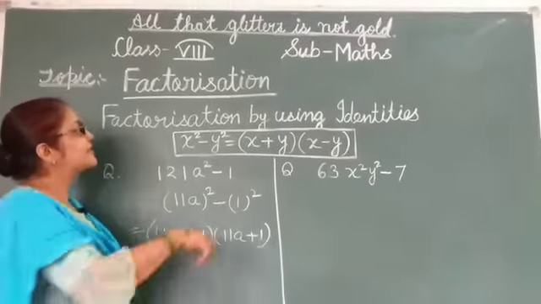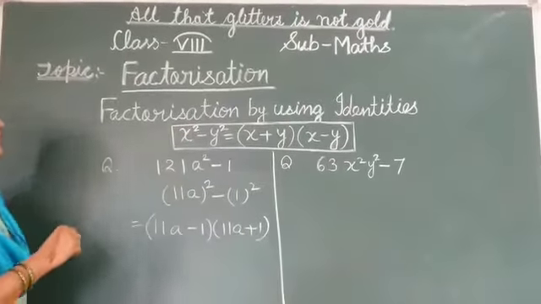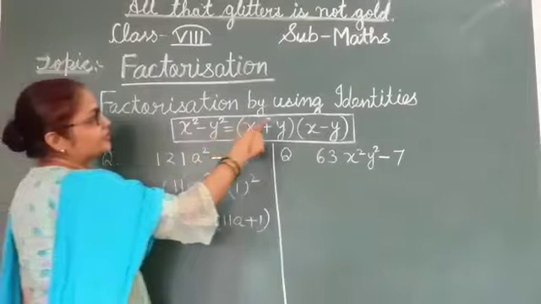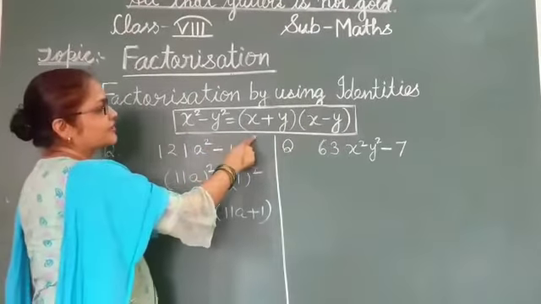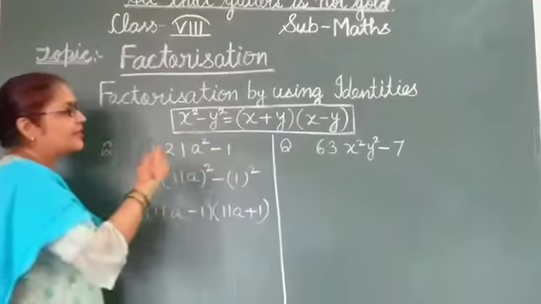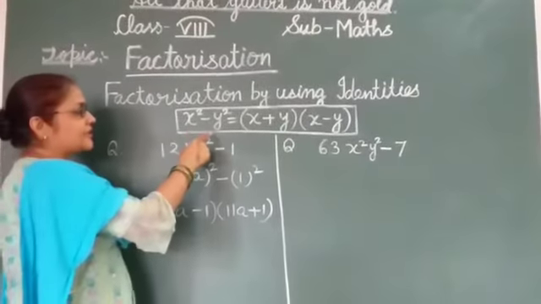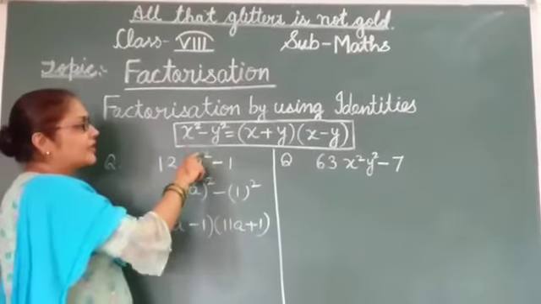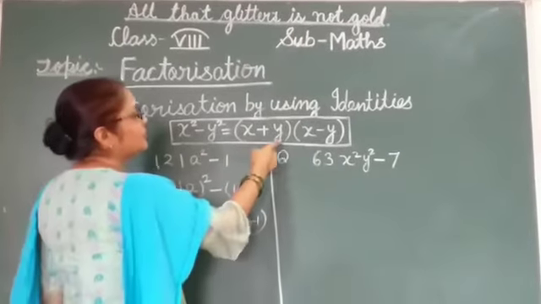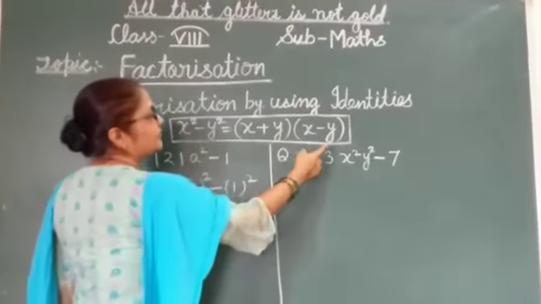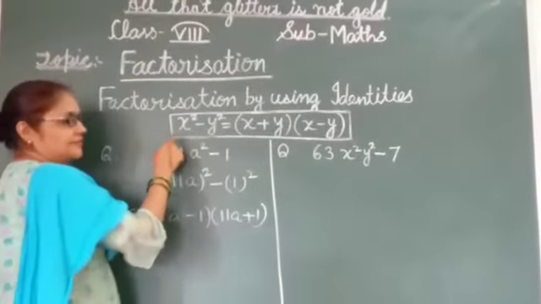I am going to teach factorization. So we take factorization by using identities. x square minus y square is equal to (x plus y)(x minus y). It means when the given algebraic expression is a binomial, then it can be expressed as the product of the sum and the difference of the terms.